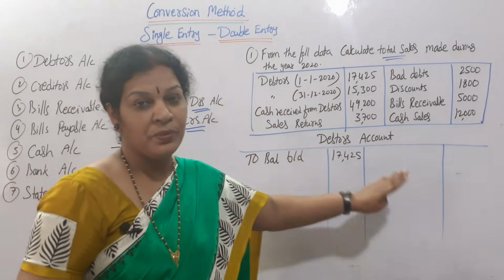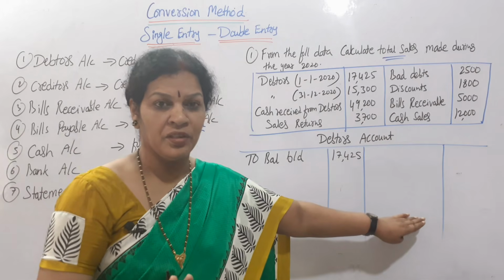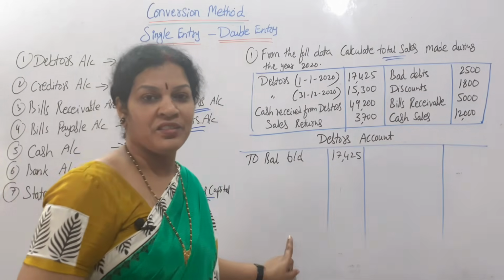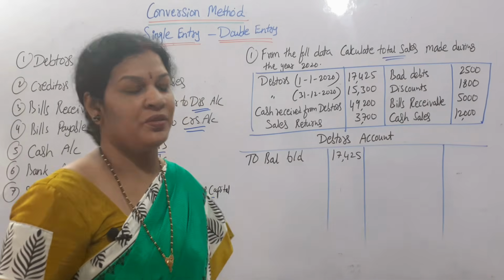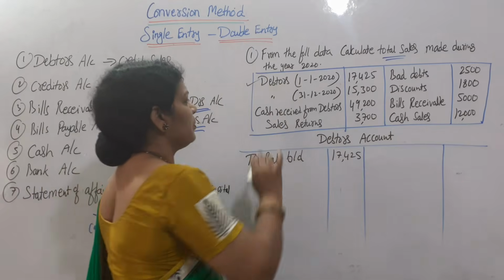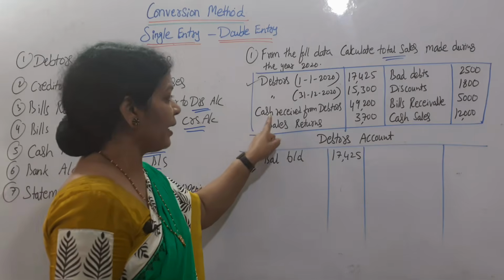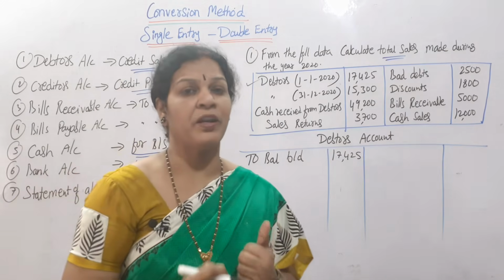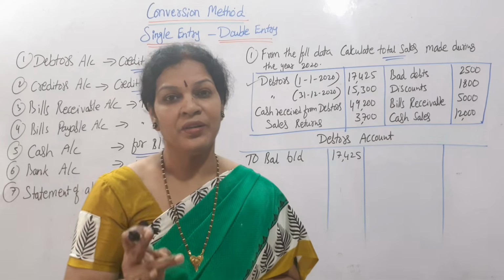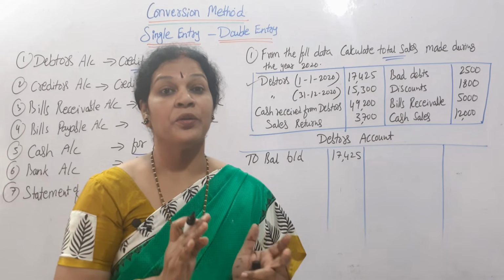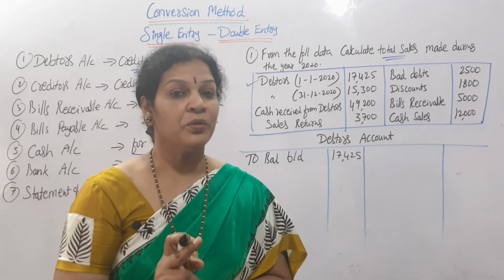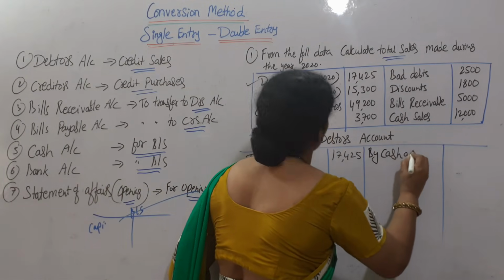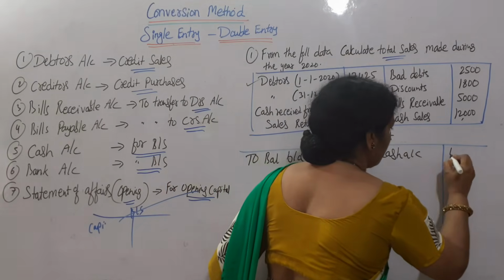And the closing balance will be on the credit side for an asset account. If you are opening a liabilities account, the opening balance is on the credit side and the closing balance on the debit side. Please remember this, it is always useful for you. Okay, this I have written. Closing balance I will write later. Cash received from debtors, we'll write it on the credit side. The entry is cash account debtor to debtors account. Debtors account is credited. So we are writing by cash account. Cash received from debtors 49,200.